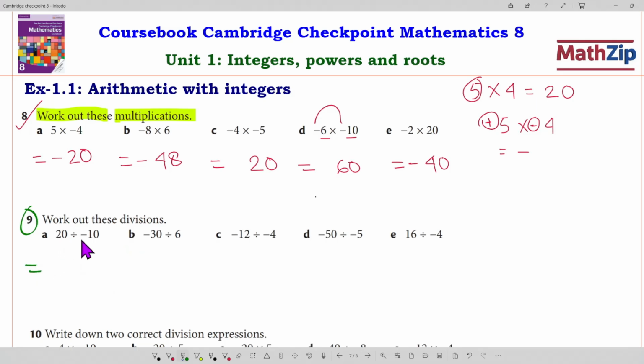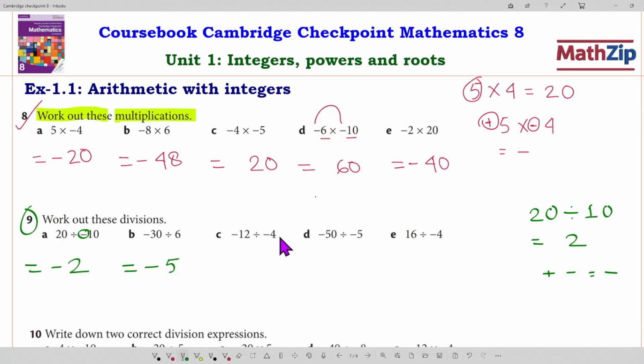Number 8 done. Number 9, work out these divisions. First, here is 20 divide 10. Very simple, 20 divide 10 is only 2, right? So we can write 2 here, but here is a minus sign, so we should put it in. It means once we divide plus with minus, it will become minus. It's a normal thing.